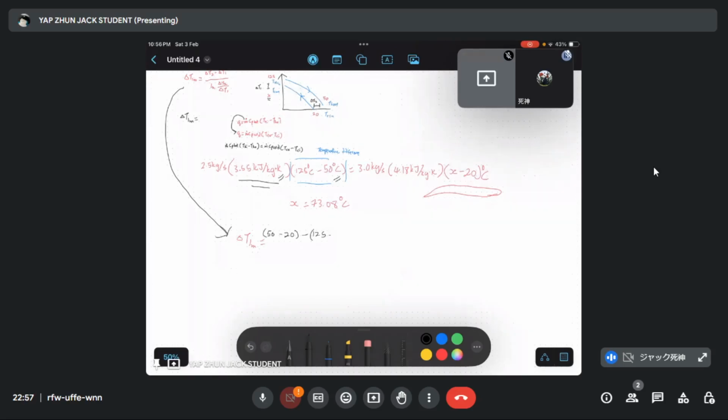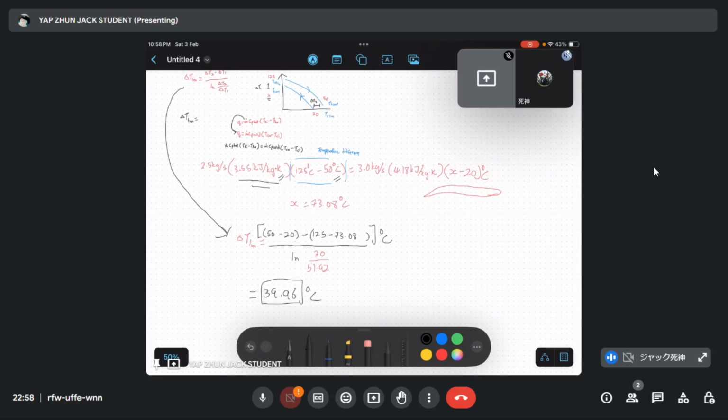73.08 degrees Celsius. Please don't forget your unit. You can draw like this only, also okay. If you forget about the unit, you can just draw it like this. They will accept, no need to worry. So the change of T2, 50 minus 20, will become 30, over 125 minus 73.08, which gives 51.92. Now we go to here. You just use your calculator and calculate it. Actually, you can find 39.96 degrees Celsius.